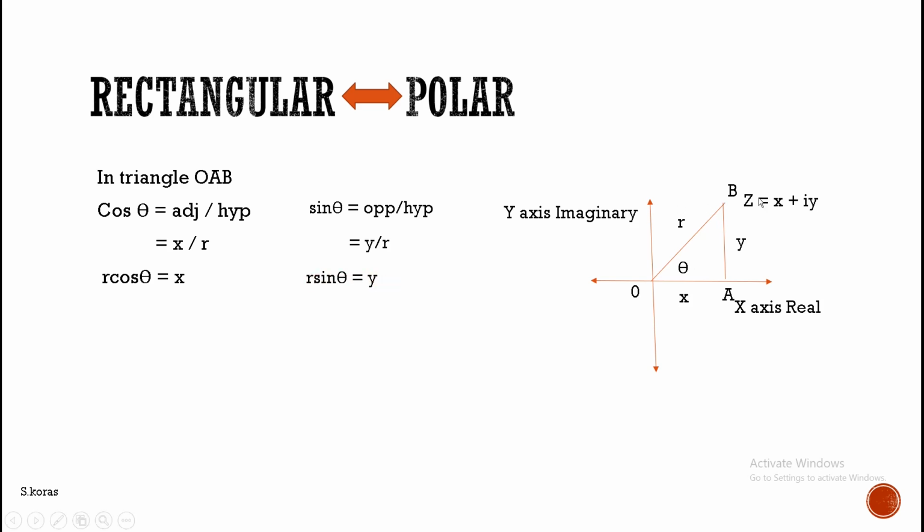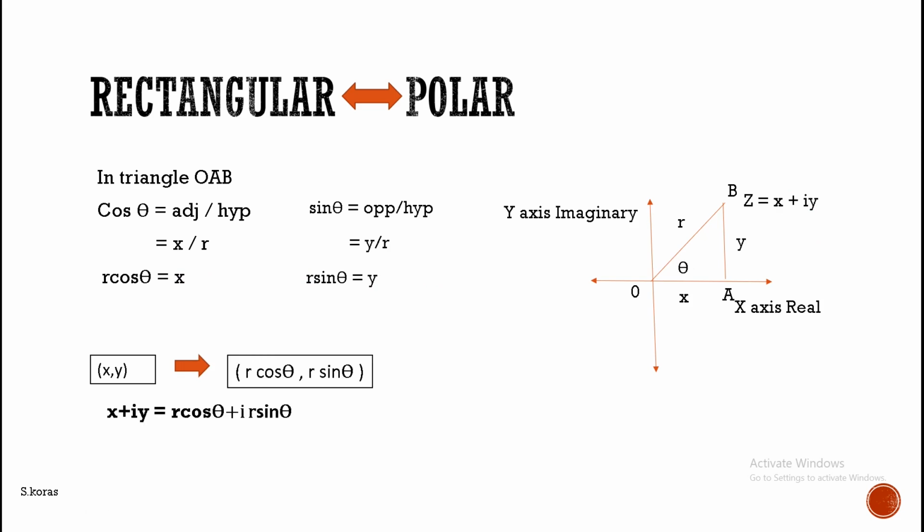You know z is equal to x plus iy. So let us do one thing. Instead of x, we can substitute r cos theta. For y, we can substitute r sin theta. So that is x plus iy is equal to r cos theta plus i into r sin theta. If you take r commonly outside, that is x plus iy is equal to r into cos theta plus i sin theta. This is simply written in this way: r into cis theta.